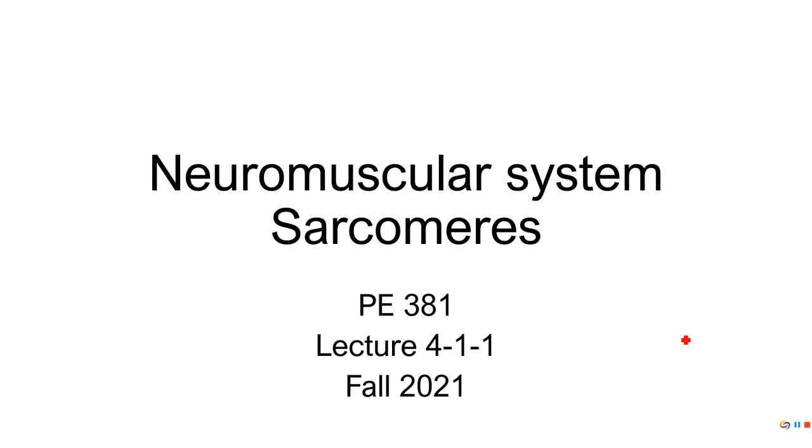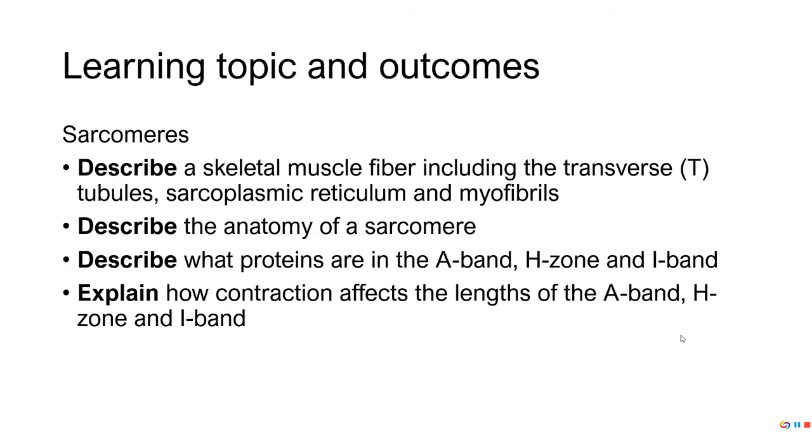We've gone into detail, and we'll make sure that as we go through class that you understand some of these concepts that we talked about during the first week of class, as well as what you learned in your physiology class. So we're going to start off by talking about sarcomeres. And here are the four objectives or outcomes, whatever you want to call them.